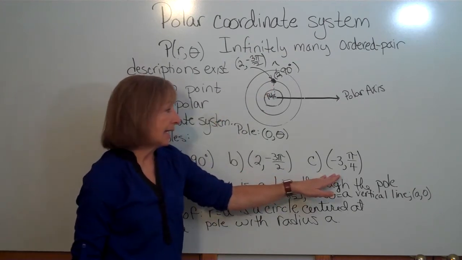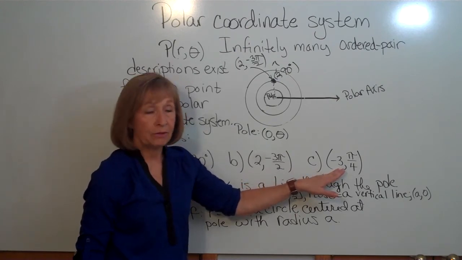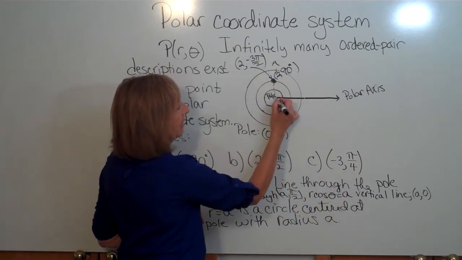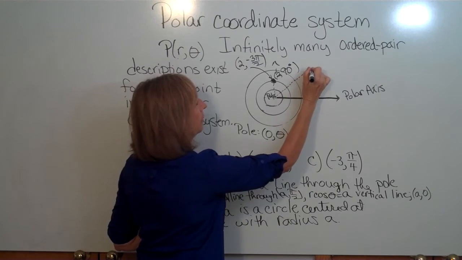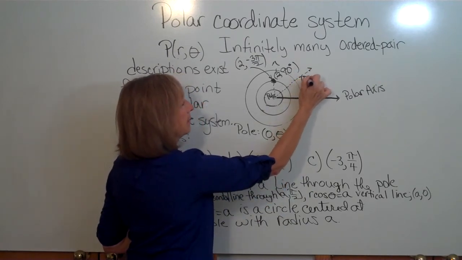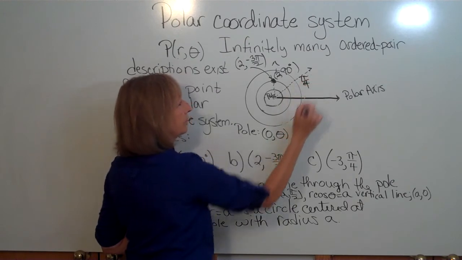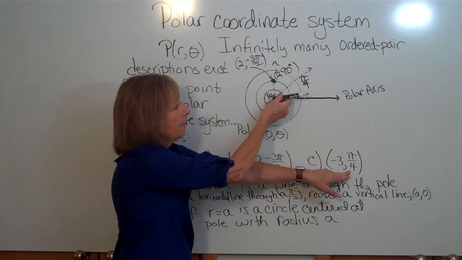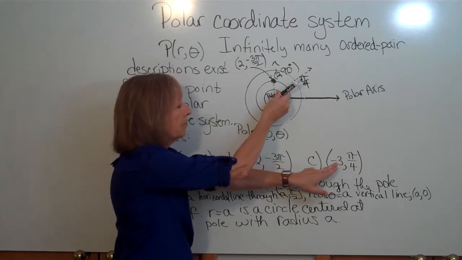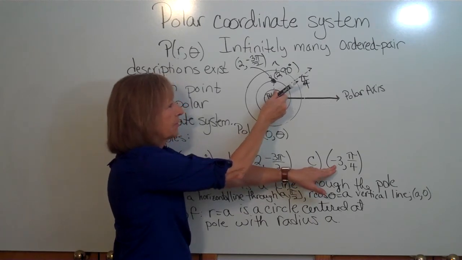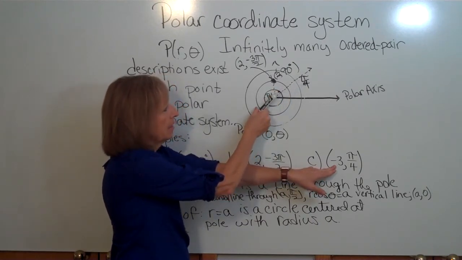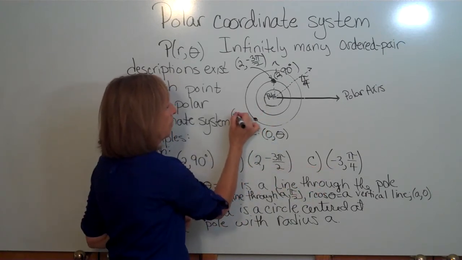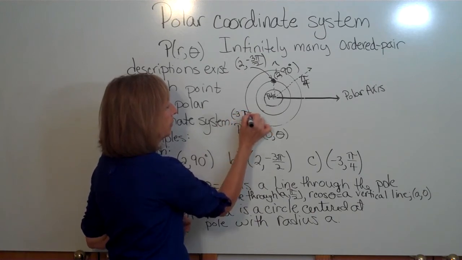Now how about part C? It's the r value of negative 3 and the theta value of pi over 4. So when I think of that being 90 degrees, my pi over 4 is that angle. And it's a positive pi over 4. So facing the polar axis, I'm going to go up pi over 4, but I'm going to walk backwards 3 steps. 1, 2, 3, because my r was negative. So this is the point for negative 3, pi over 4.